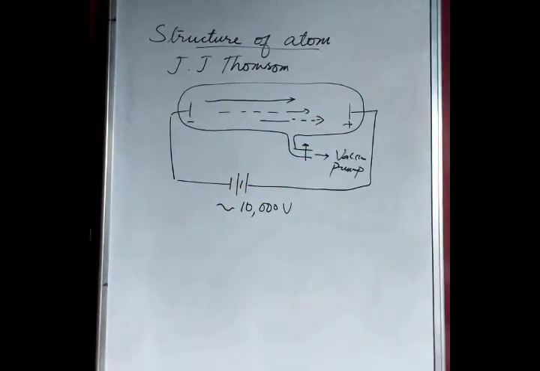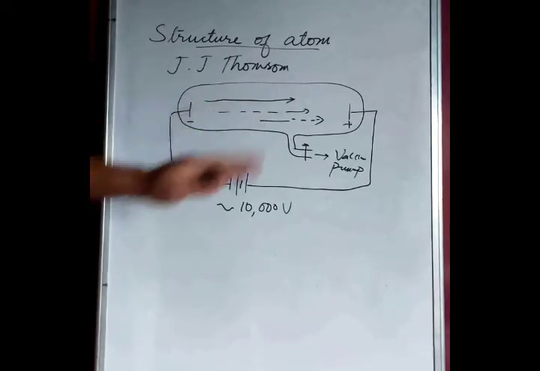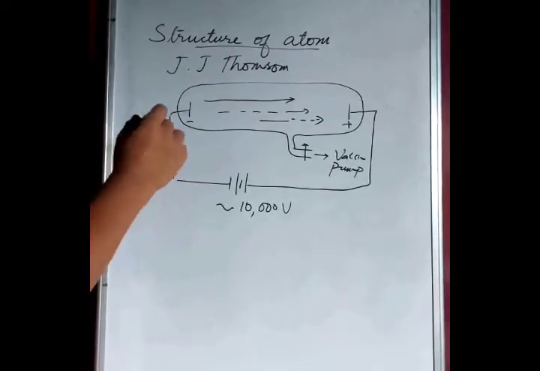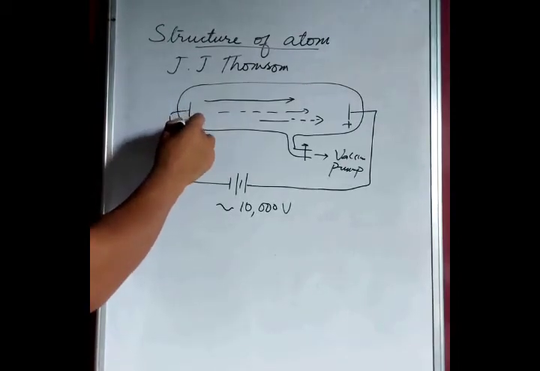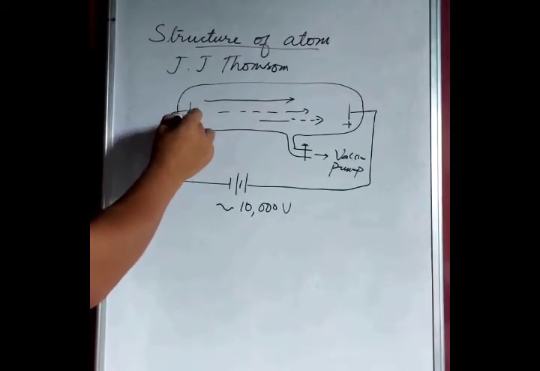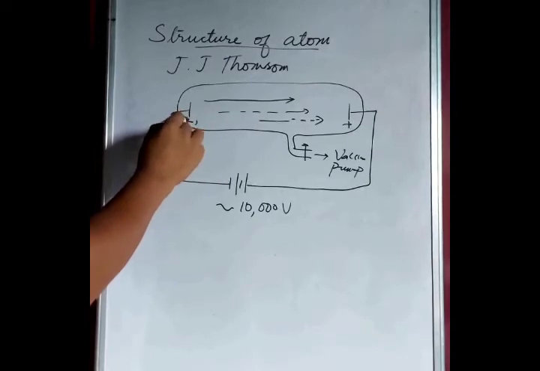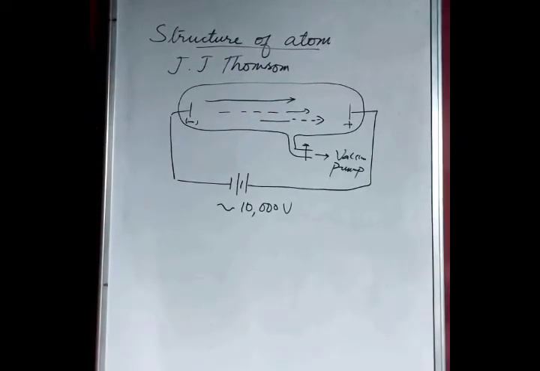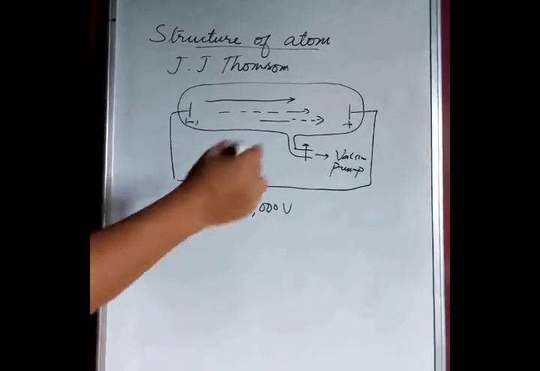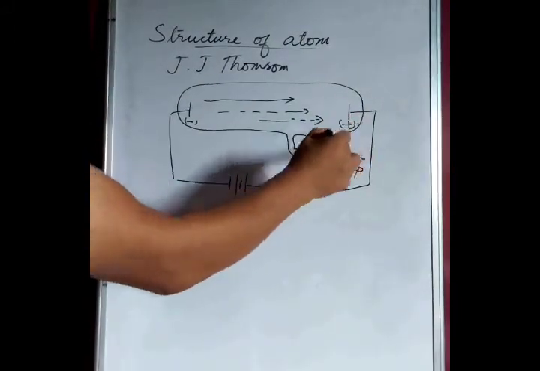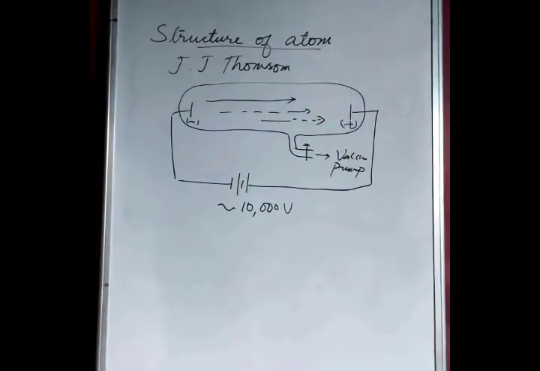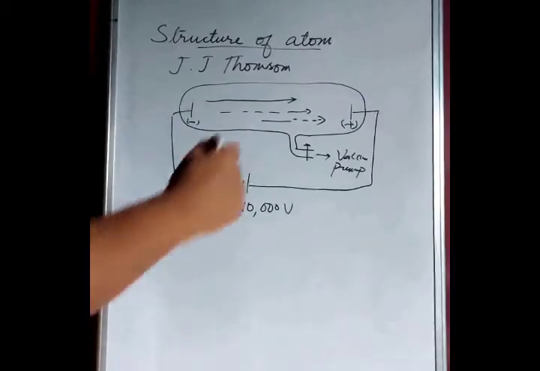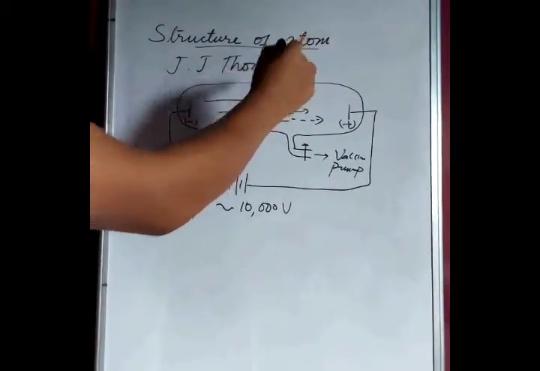So that's why Thomson referred to them as the cathode rays. And later on, they found out the cathode rays were negatively charged because the rays were emerging from the cathode side, that is the negative terminal. That's how Thomson in his experiment found out.